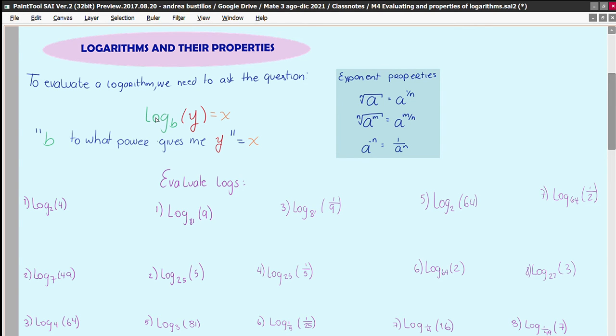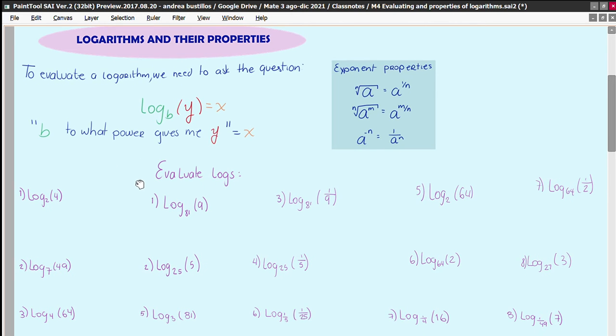Okay, now let's see how to evaluate logarithms. Remember that the way that we evaluate or read or understand what a logarithm is, is that a logarithm is an exponent. That is, a logarithm answers the following question: b to what power gives me y? So let's solve some examples.